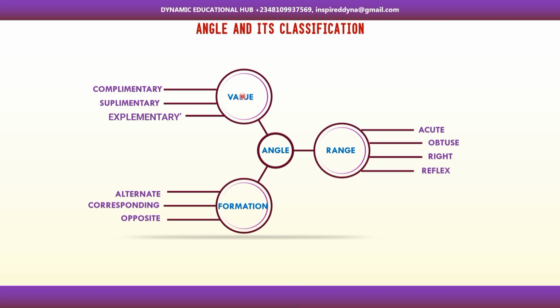Now the value is coming from when we sum up different angles together. When we add them together, that is the classification I use. So adding angles together, we have complementary angles, supplementary angles, and explementary angles. We also have formation. How is angle being formed? Now when we have a transversal line across two parallel lines, we can use it to form different angles, and we can relate the angles together. The relation, the formation: we have alternate angle, corresponding angle, opposite angle. That is the classification I have over here.